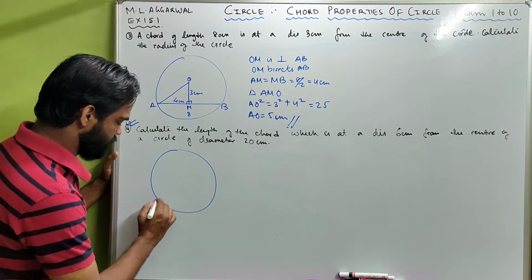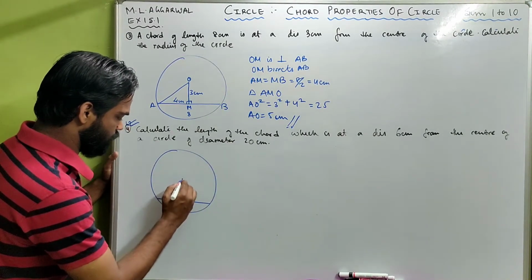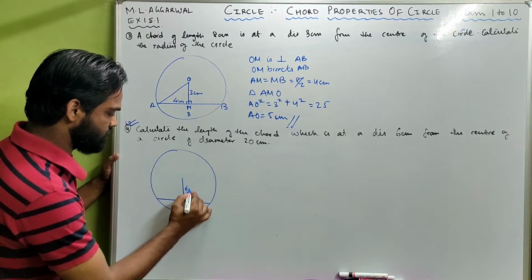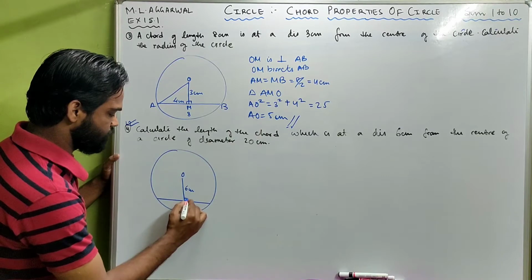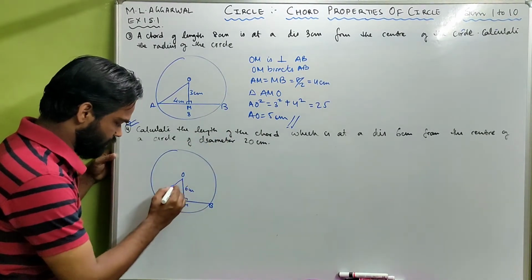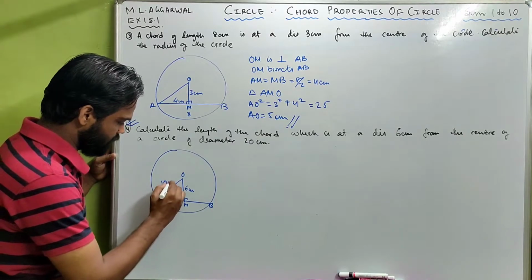The diameter is given. Okay. They're asking the length of the chord. Calculate the length of the chord, which is at a distance of 6 centimeter. This is 6 centimeter, OM. This is perpendicular. They have asked for AB. And the diameter is 20, which means the radius will be 10 centimeter.